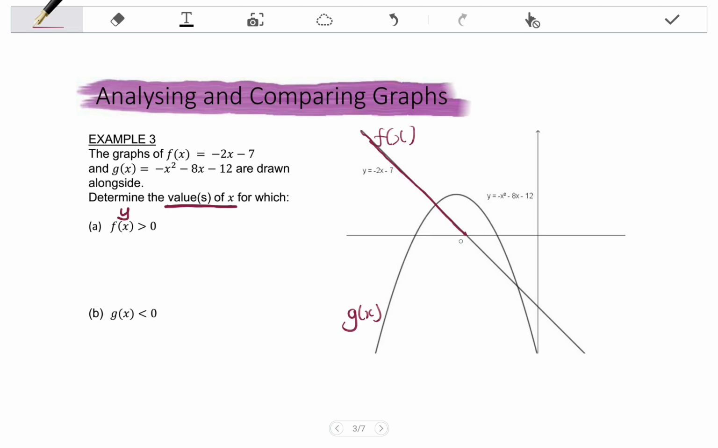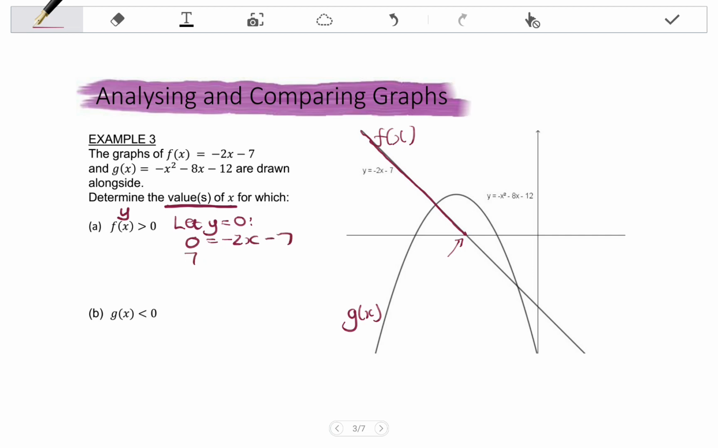So what I need is the x-intercept of f of x. And we know how to calculate x-intercepts. We let y equal 0. So I have 0 equals negative 2x minus 7. And I have to solve for x.